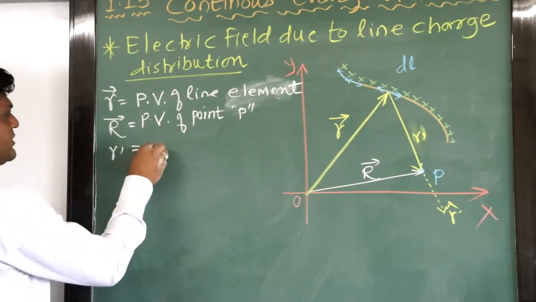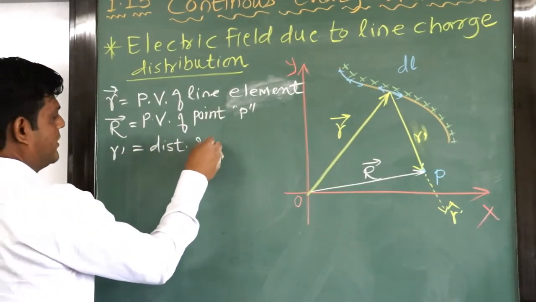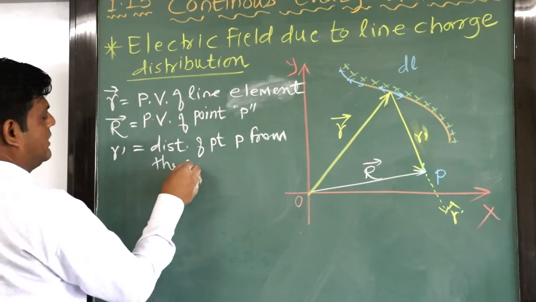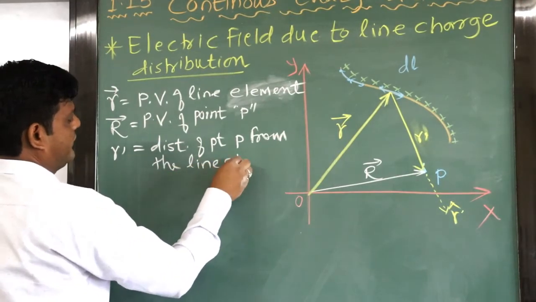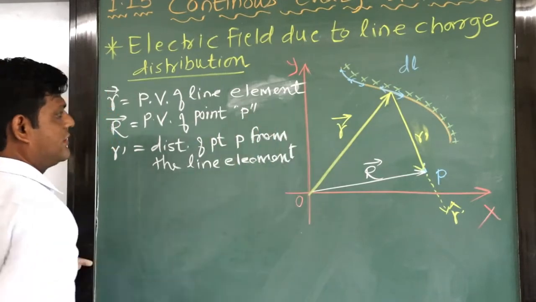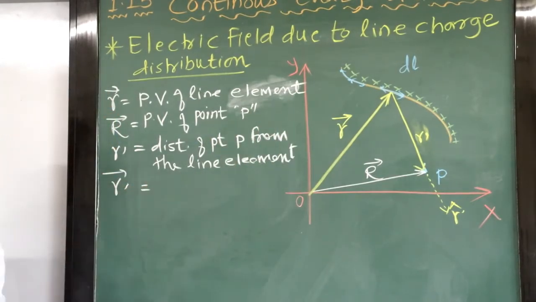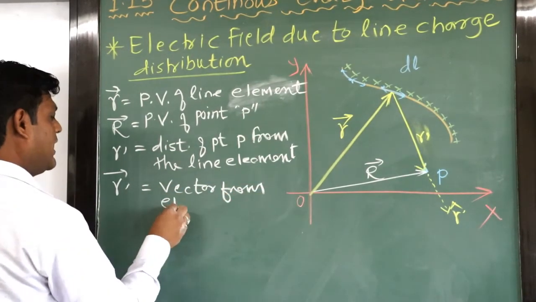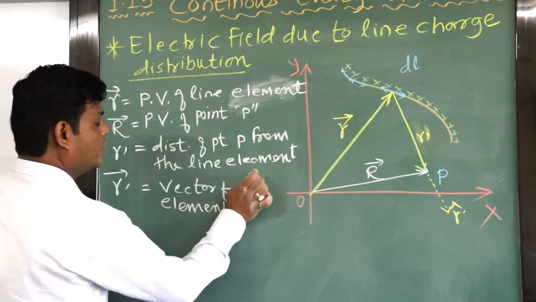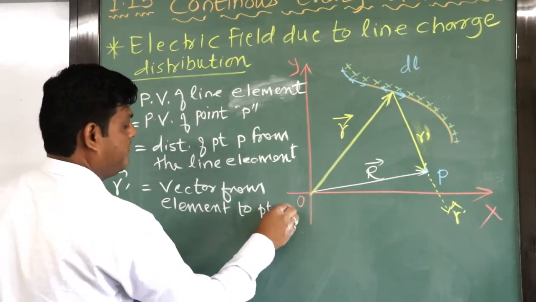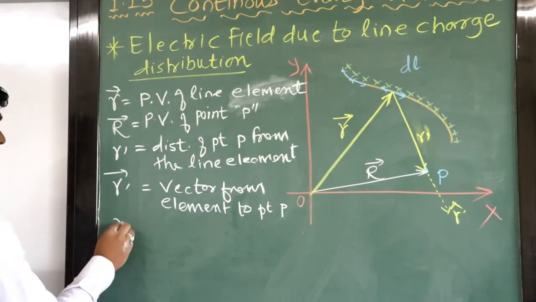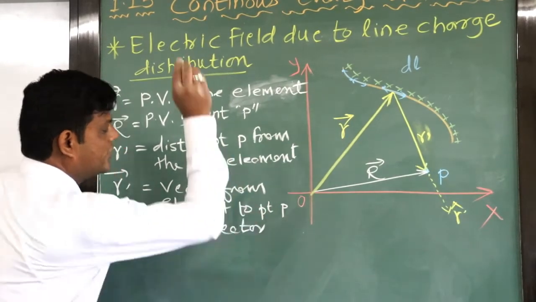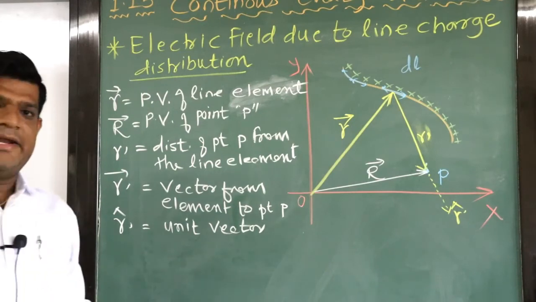First of all, R dash is the distance of point P from the line element. Also we can draw the R dash vector, that is the vector from the line element to point P, right? And what is R dash cap? It is a unit vector. So this is the information regarding the diagram.